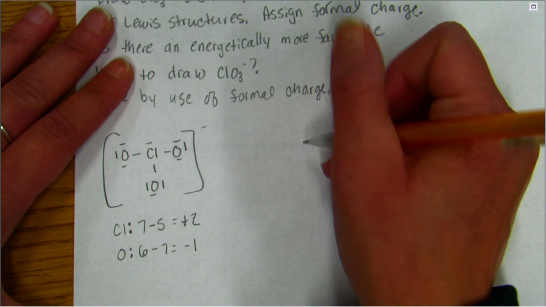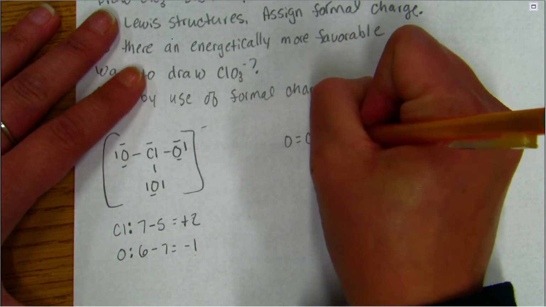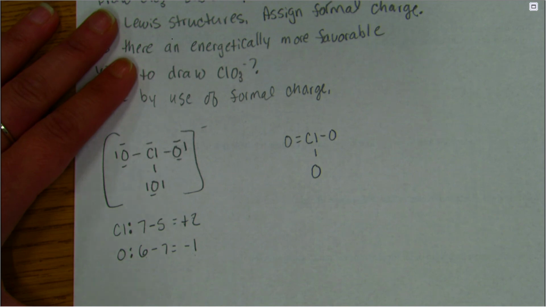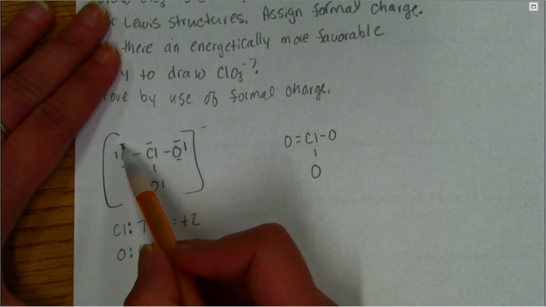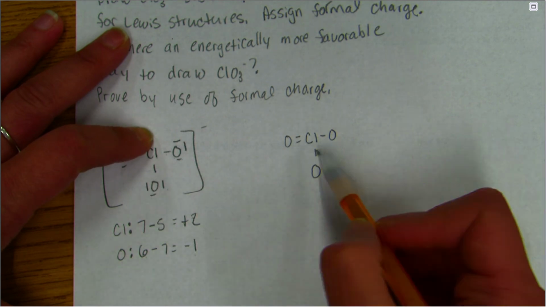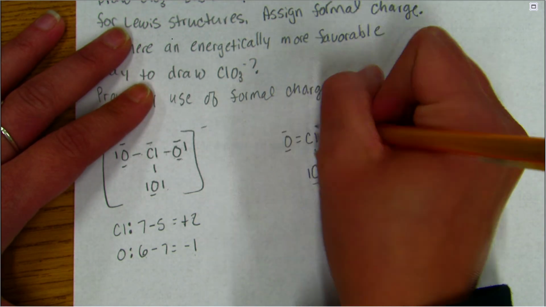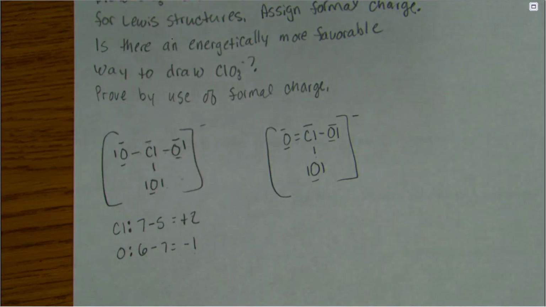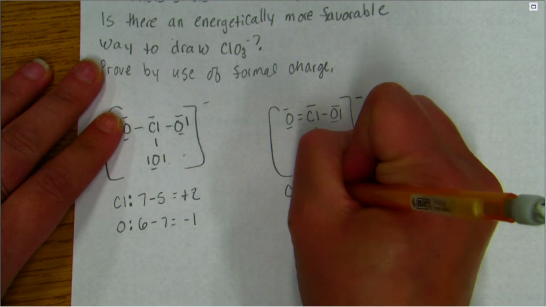So the way we can actually get it closer to 0 is by making a double bond and giving chlorate some sort of resonance. In my first molecule, I have 26 electrons, and here I also have 26 electrons. So by doing this, I've gotten my formal charges closer to 0, and I am a more energetically favorable molecule.